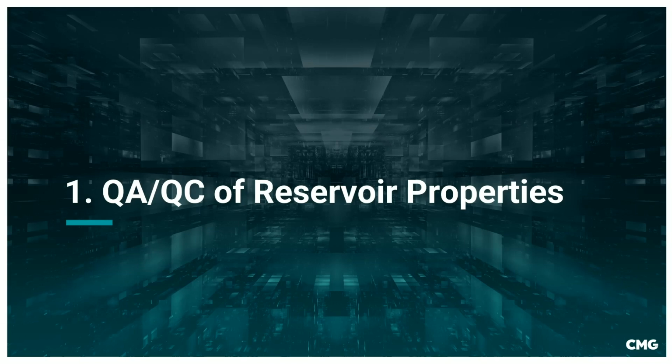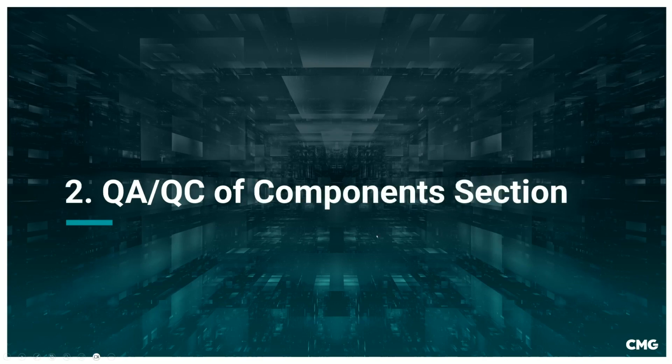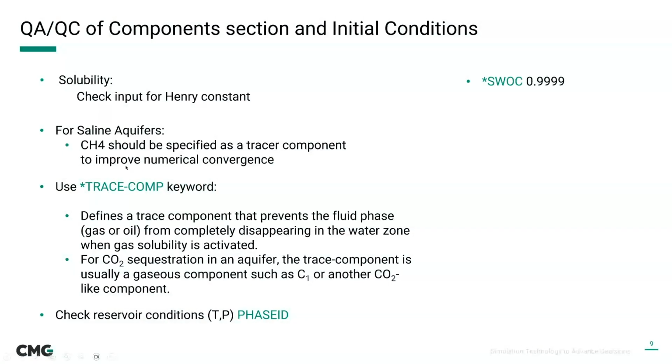So far we have discussed the QAQC in terms of the reservoir properties. Now let's discuss the QAQC in terms of the component section of your model. In the component section in your model, it is important to check, for example, the solubility input that you have. Check the inputs for Henry constant. Make sure that they are reasonable. Also, it is important to mention that when you have a saline aquifer model, the methane should be specified as a tertiary component. This is to prevent convergence issues.